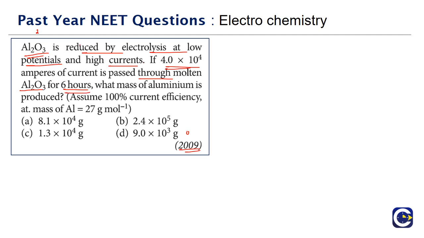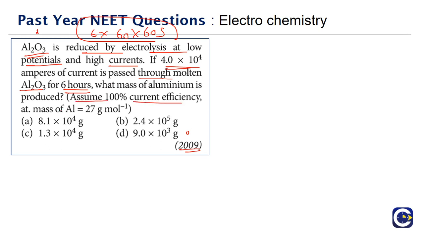See, current is in amperes, right? Time is 6 hours. If you are converting this into seconds, how many seconds? 6 into each hour is what? That is 60 minutes, and each minute is 60 seconds. Okay, so this is the time value in seconds.